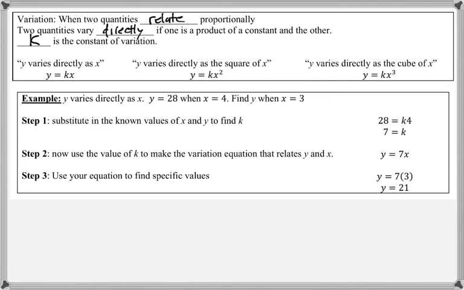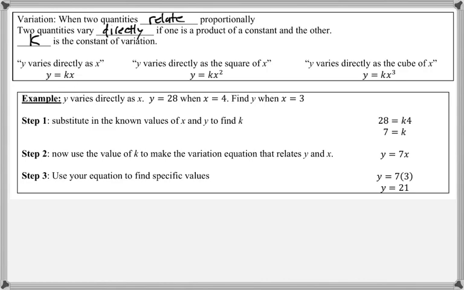So a question would potentially be: y varies directly as x, y is equal to 28 when x is equal to 4, find y when x is equal to 3. So you substitute in the known values of x and y first to find k. And that's really the 28 and the 4. And then you can divide and figure out what k is. So again, I'm using this equation and substituting x and y in.